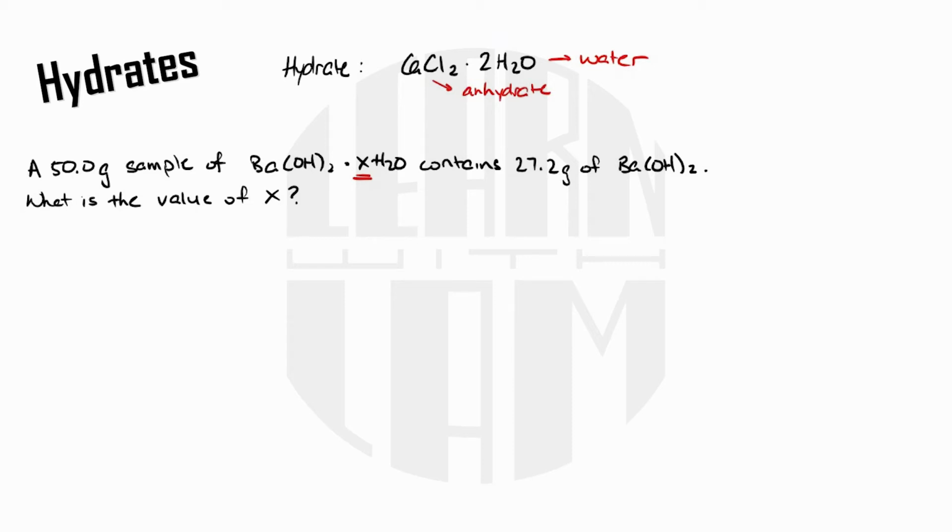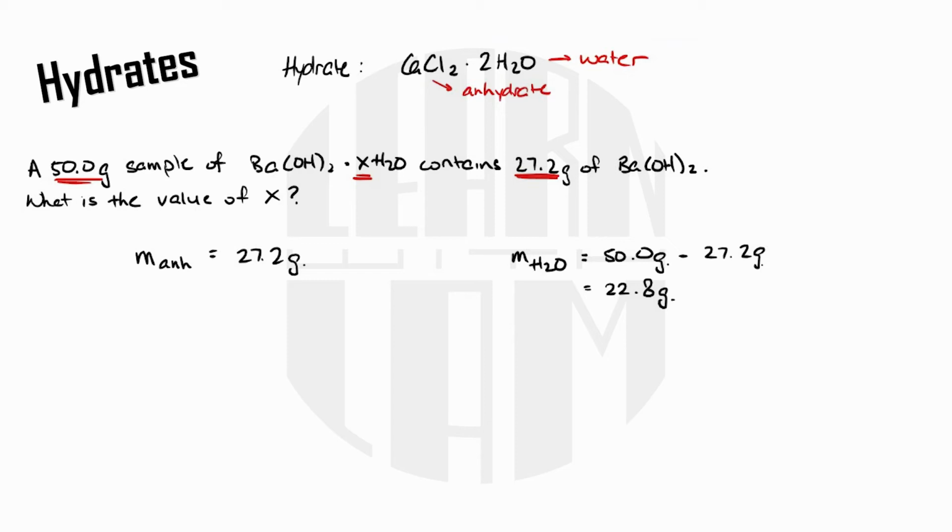In a hydrate problem, you only really need two pieces of data, which is the mass of the anhydrate and the mass of water. So the mass of barium hydroxide is 27.2 grams, but we don't quite have the mass of water. However, we can find it by subtracting the mass of the anhydrate from the hydrate, since that leaves us with just water. So 50.0 grams minus 27.2 grams gives us 22.8 grams of water.